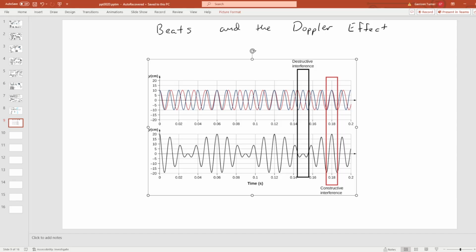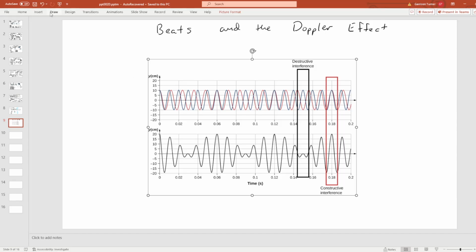We now come to beats and the Doppler effect. The idea of beats is fundamentally when you have two or more signals that have slightly different frequencies. Up until now, we've either been dealing with signals that have the same frequency or integer multiples of each other, in the cases of standing waves on strings and so forth. But here we can have two generically different frequencies.